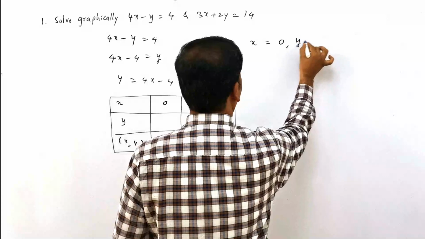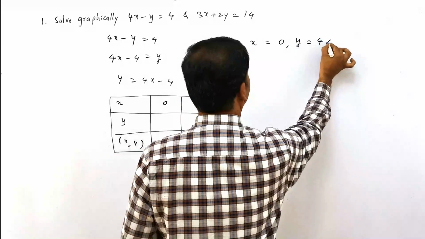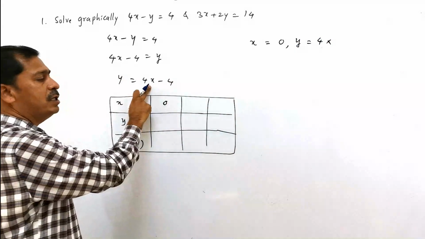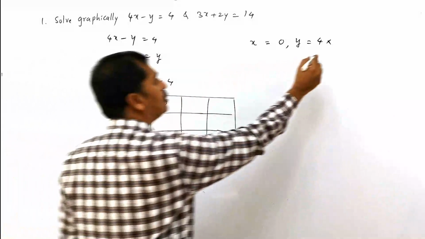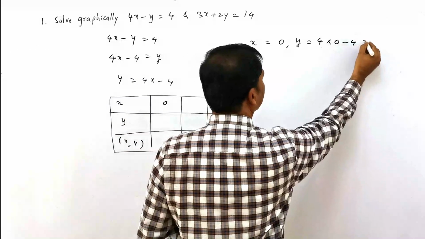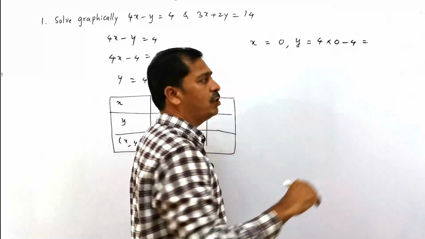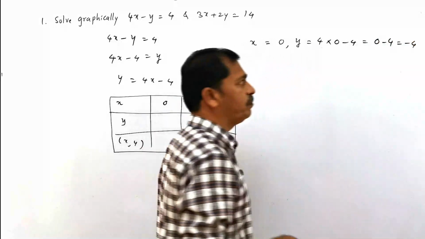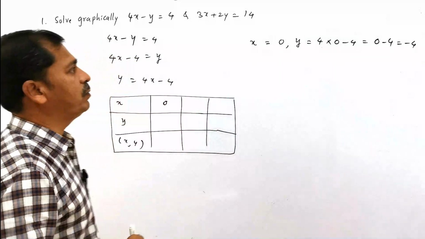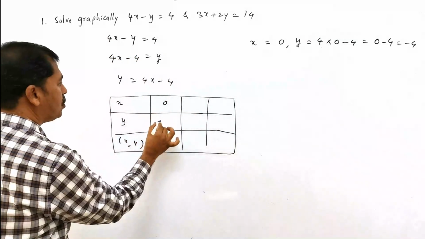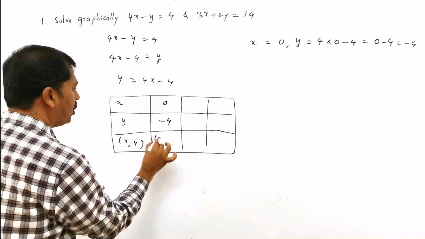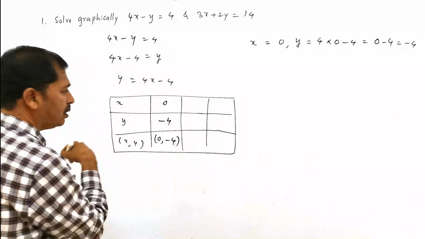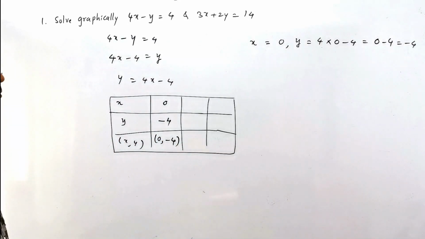If x is equal to 0, what will the y value be? y is equal to 4x minus 4, and I have put x equal to 0 here. So 0 minus 4, since 0 into 4 is 0 only. So 0 minus 4 leads to minus 4. So when x is equal to 0, y is minus 4, and the coordinate becomes 0 comma minus 4.